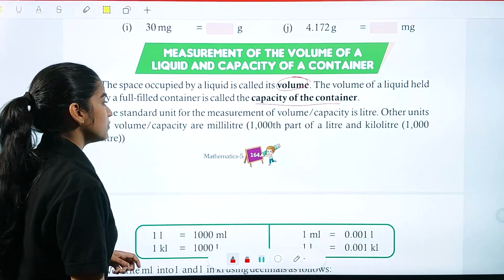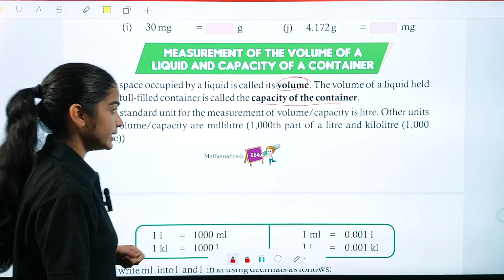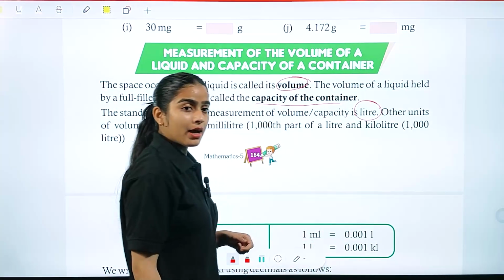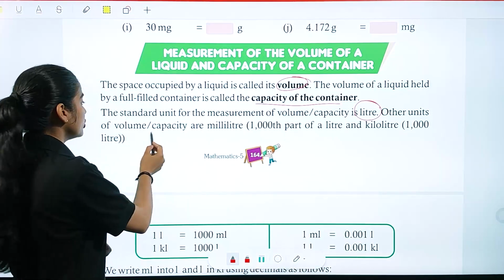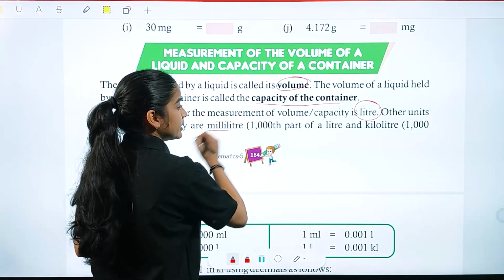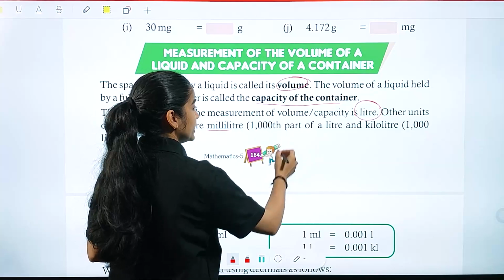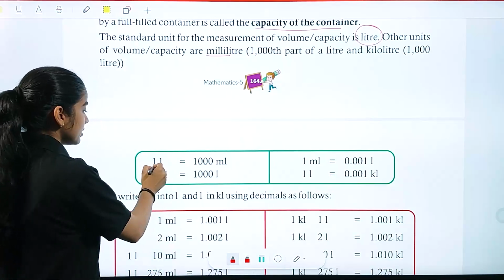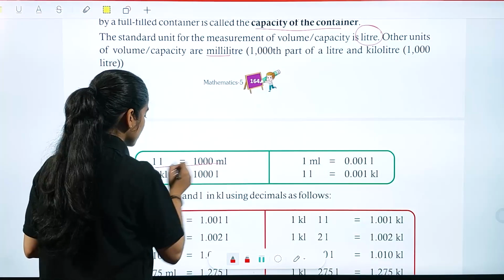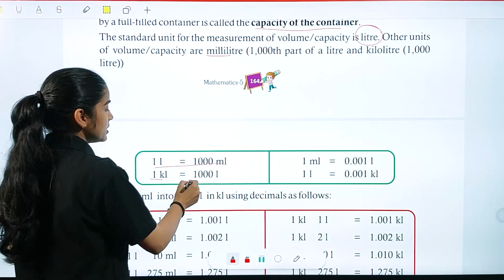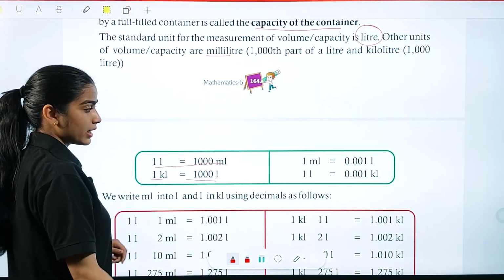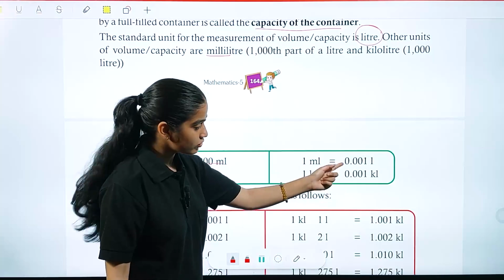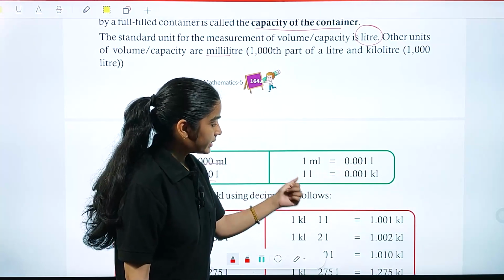The standard unit for the measurement of volume capacity is liter. Other units of volume capacity are milliliter, which is 1000th part of a liter, and kiloliter, which is 1000 liter. So 1 liter means 1000 milliliter. 1 kiloliter means 1000 liter. Again, you have to convert a small unit into big, so you have to divide it. So 0.001 liter and 1.